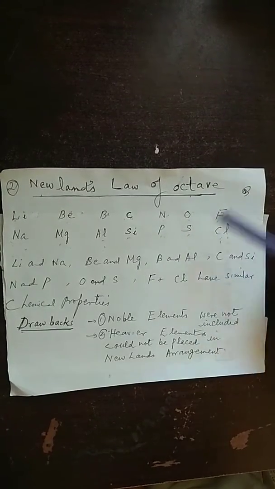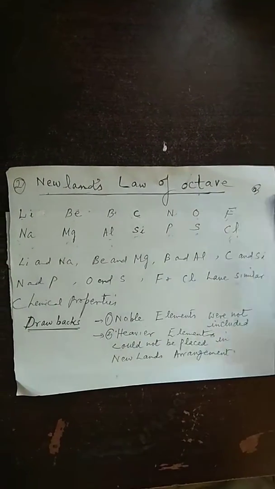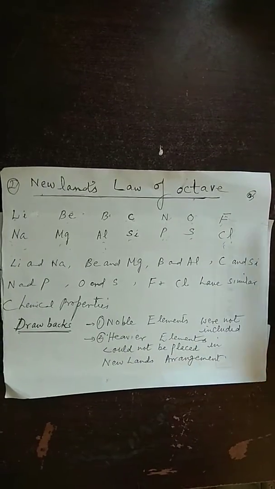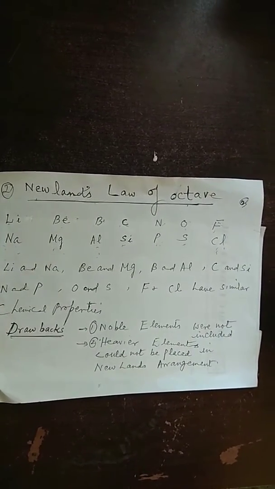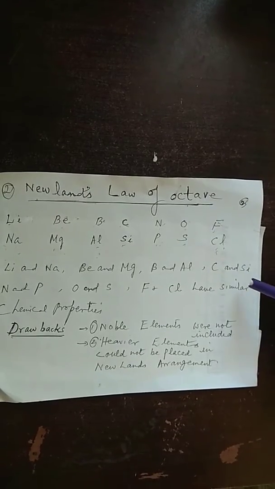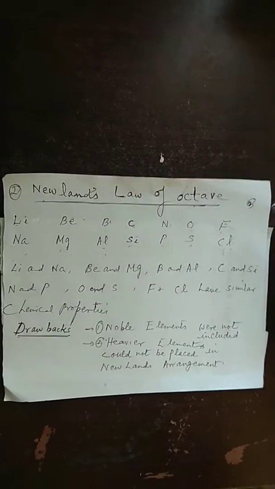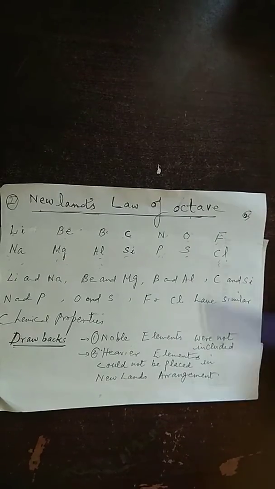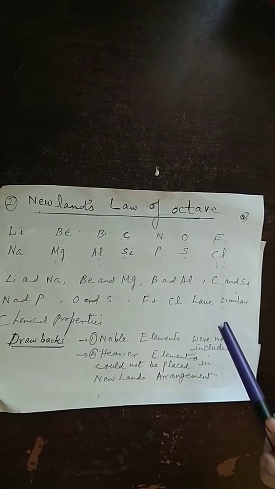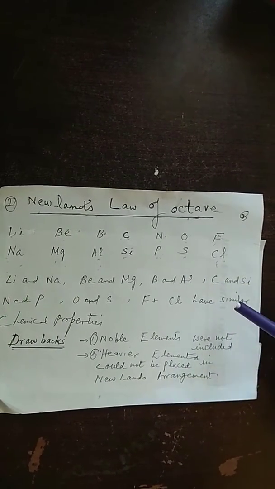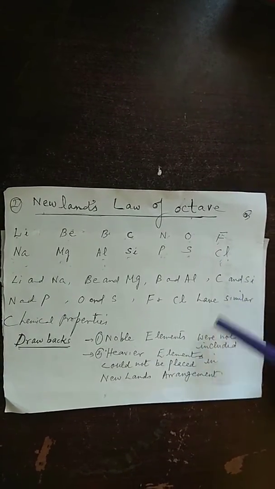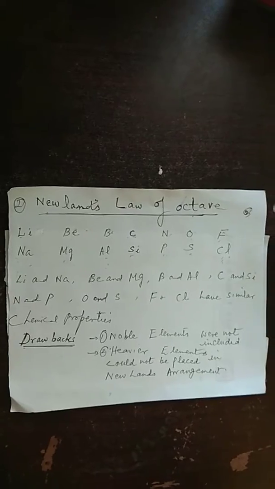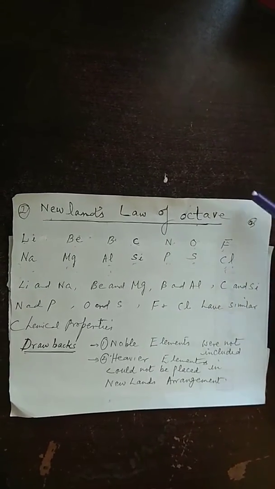According to this law, if the elements are arranged in increasing atomic masses, that is from smaller to bigger, then he observed that every eighth element has properties similar to the given one, or the first one. For example, he arranged the elements.